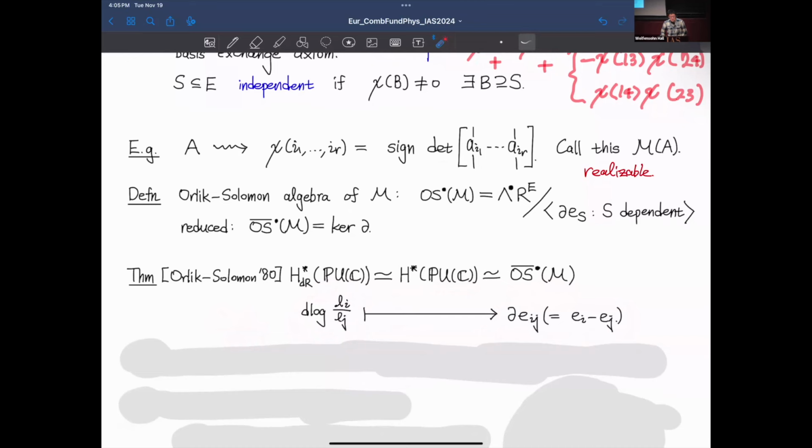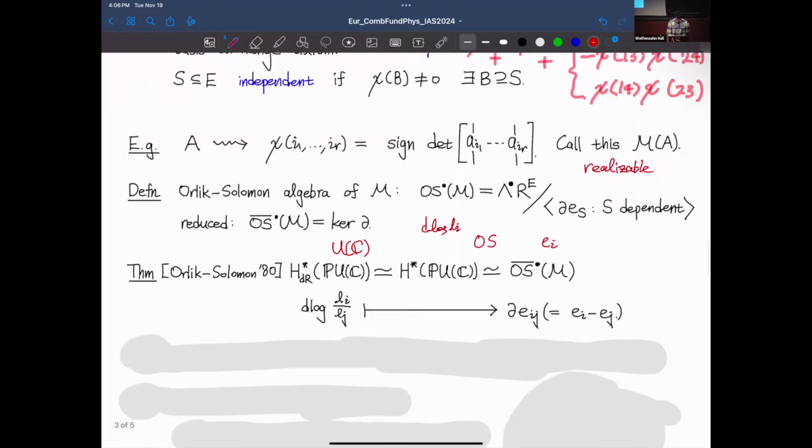Sorry? Say again? So if I'm looking at the unprojectivized, just the usual hyperplane arrangement without projectivizing, then it would land in the Orlik-Solomon algebra, and d log of I will just go to E_I. Here I need to land in the projectivized one, and the ratio goes to differences. Yeah.